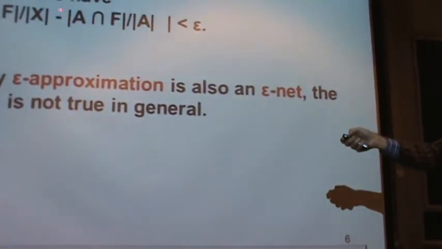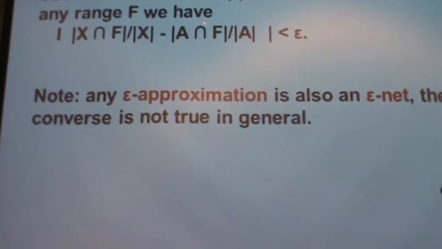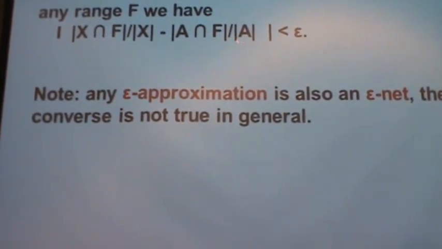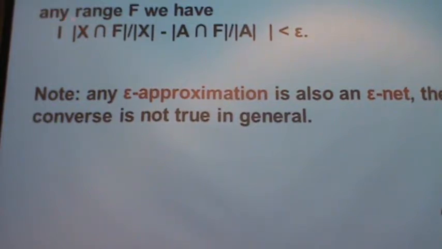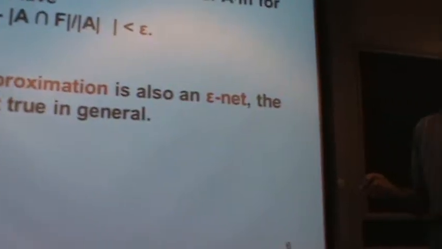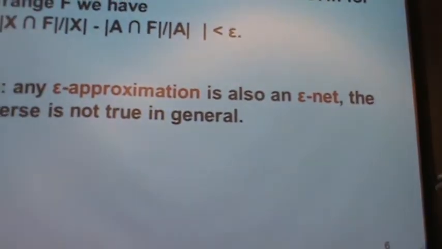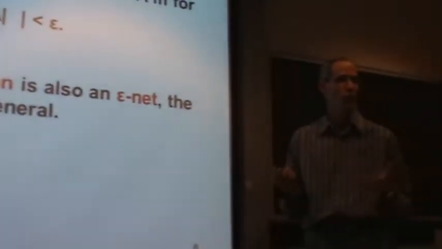Whenever we take a range F, then you see we can compare two quantities. So we can look at the fraction of the number of points of A that the range contains. This is this ratio. And we can look at the fraction of the number of points of x, the small set that is supposed to be an approximation, that the range contains. And the difference between them in absolute value should be smaller than epsilon. So they should be about the same.